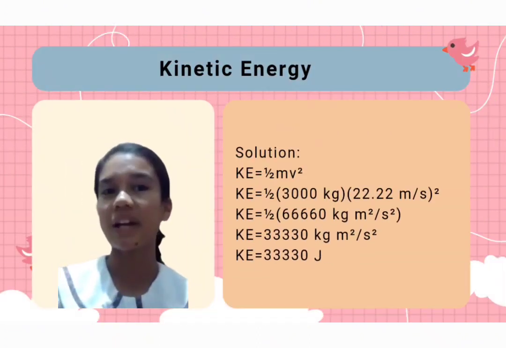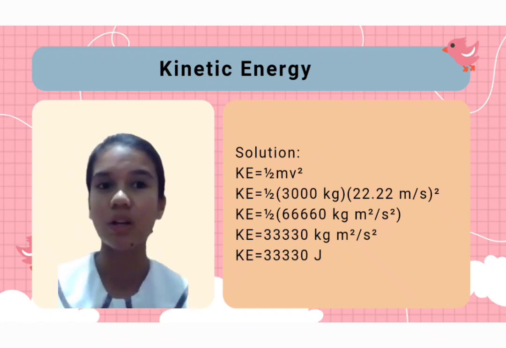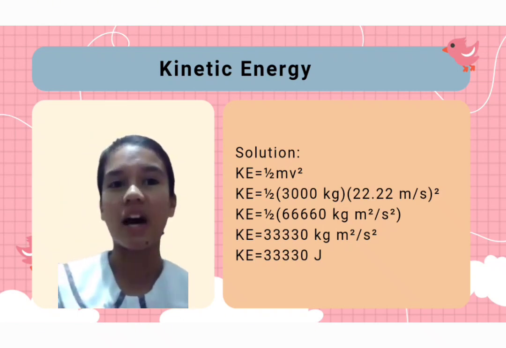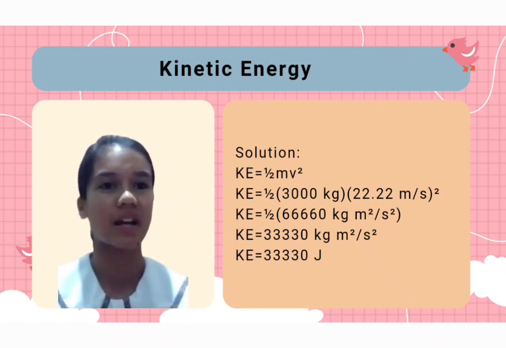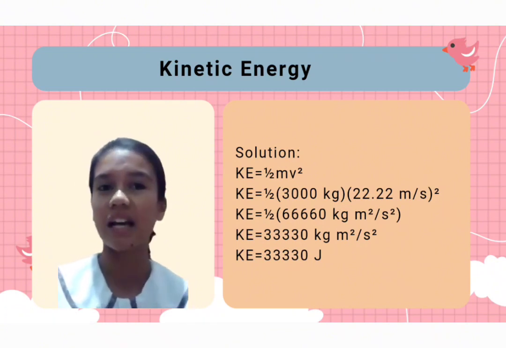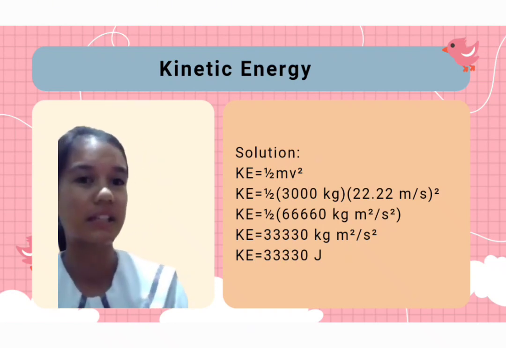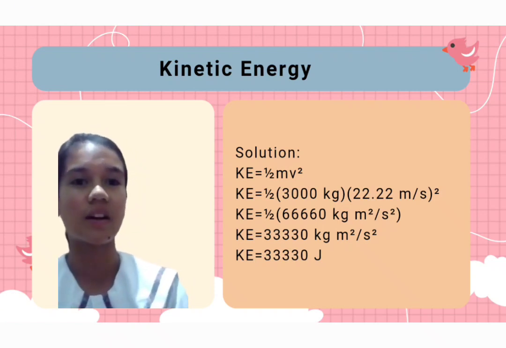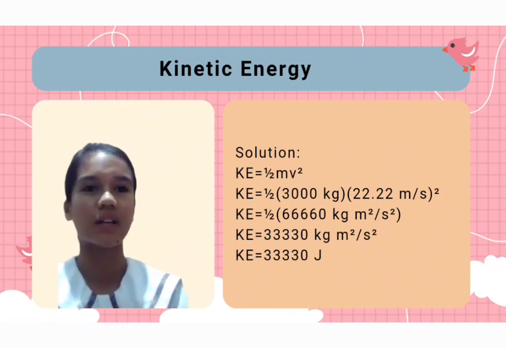KE is equal to 1/2 times 3,000 kilograms times (22.22 meters per second) squared. And after that, it will be KE is equal to 1/2 times 66,660 kilograms meter squared per second squared. So the answer is KE is equal to 33,330 kilograms meter squared per second squared, or 33,330 joules. So the kinetic energy of the car is 33,330 joules. So that's how we solve the kinetic energy.